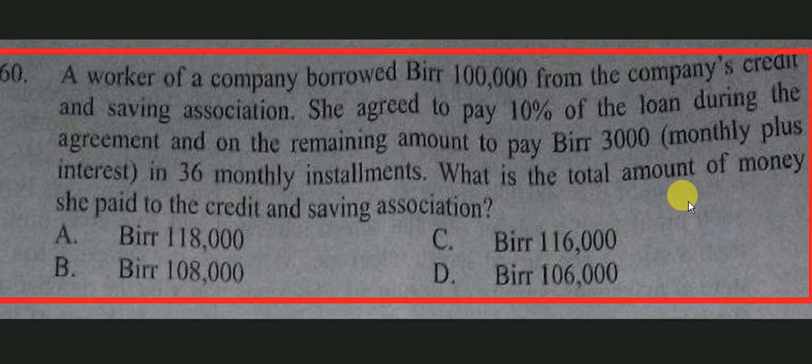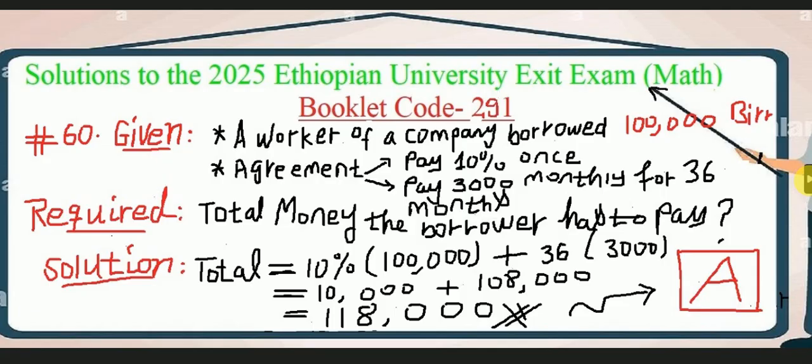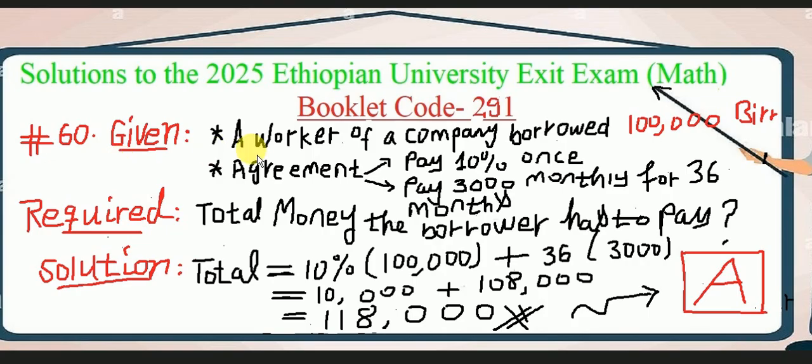So the question is how much she pays in total. Read the details, it's not very difficult. A worker of a company borrowed 100,000 birr and their agreement is that the worker has to pay 10% at once and 3,000 each month for 36 months. So the question is, what's the total money that the borrower pays to the company? It's not difficult. The total is 10% of 100,000 plus 36 times 3,000.